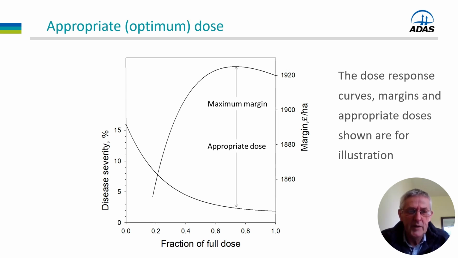And what we can see is as we apply more fungicide, the margin increases substantially because we're controlling disease effectively, and then we reach a peak beyond which the additional costs of fungicides are not compensated for by the additional yield we get from additional disease control, because we're on the plateau of the response curve at the bottom, and the margin then starts to decline if we apply too much. And it was from this that the idea of the appropriate or economically optimum dose arose.